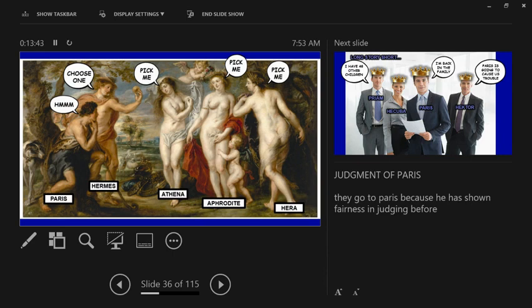Athena here with all her armor, she says, I will give you great glory in battle. Hera says, I will give you a kingdom of your own to rule. And Aphrodite says, I will give you the love of the most beautiful woman in the whole world. Who does he choose? He chooses Aphrodite. And so he chooses the love of the most beautiful woman in the world.